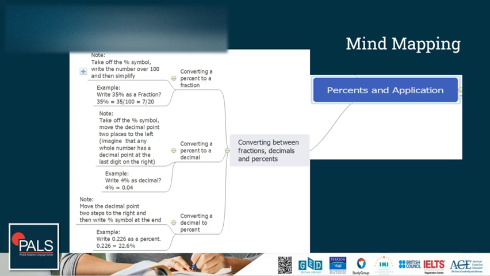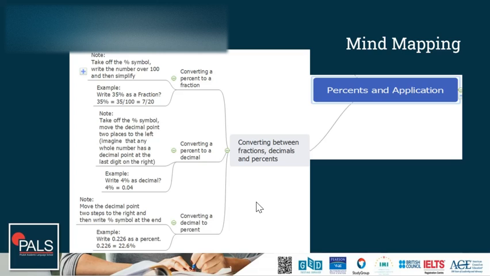When converting percent to a fraction, we need to take off the percent symbol, write the number over 100, and then simplify the fraction. Like for example, write 35% as a fraction. 35% is equal to 35 over 100. We take off the percent and we simplify the fraction. The answer is 7 over 20.